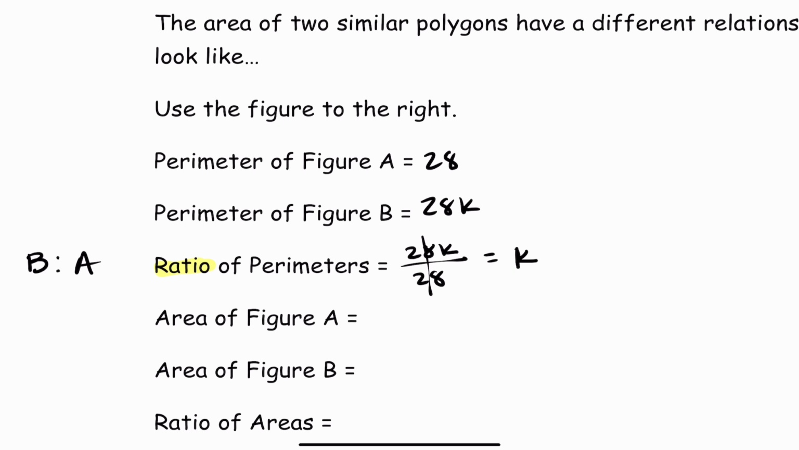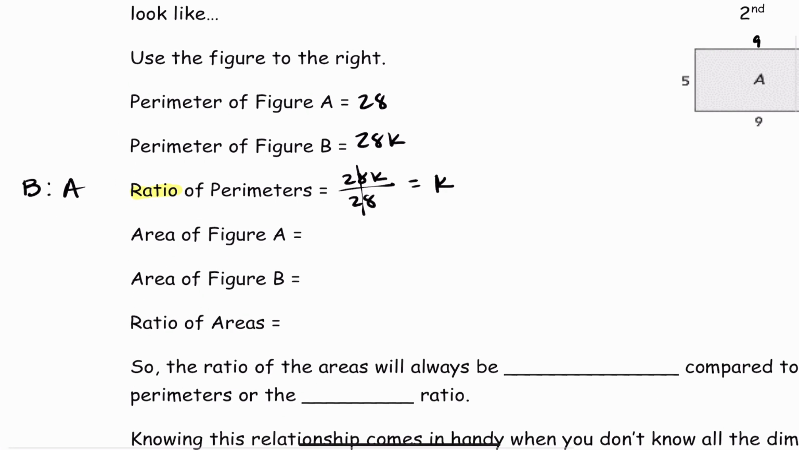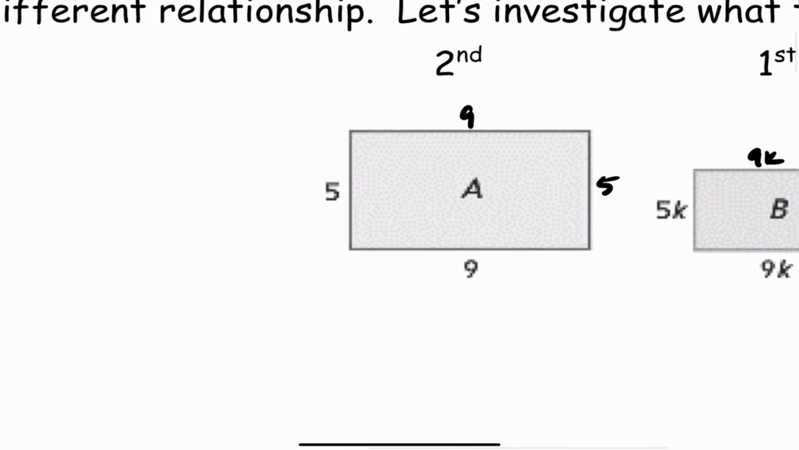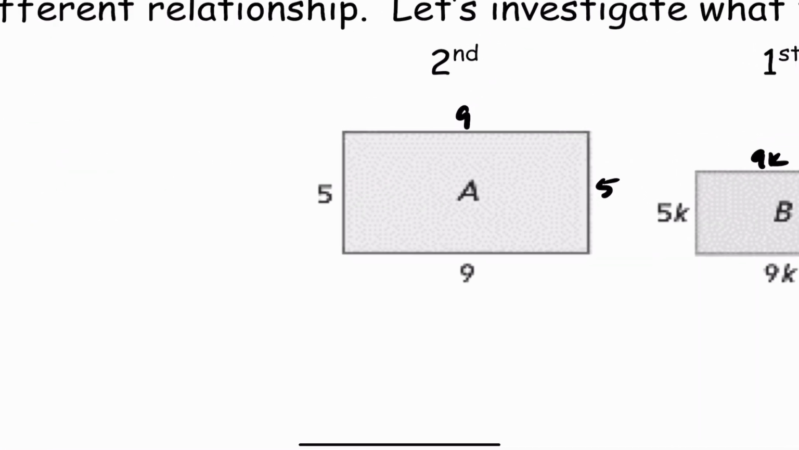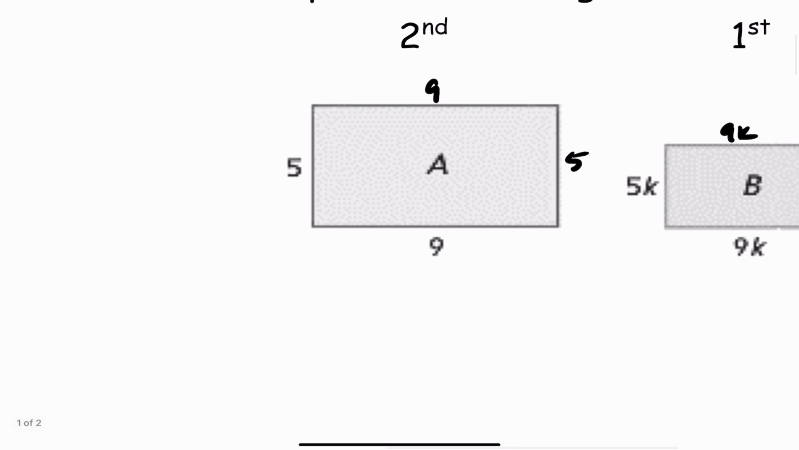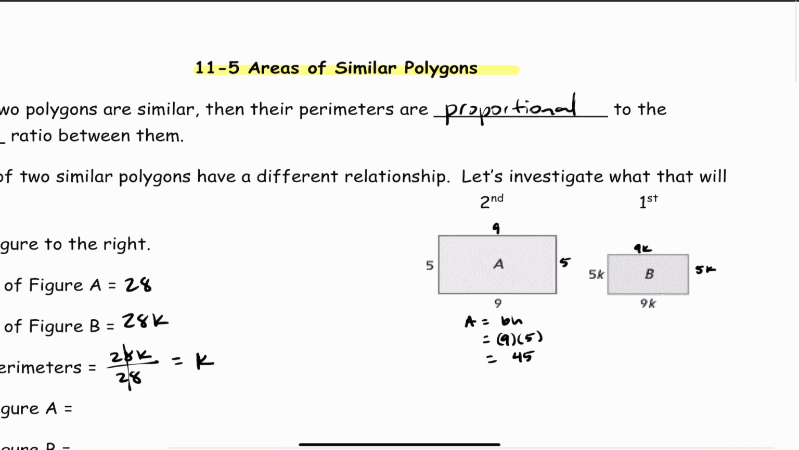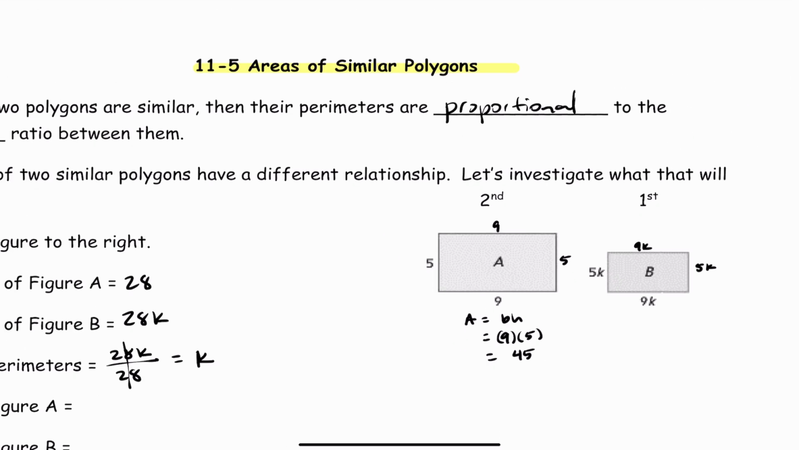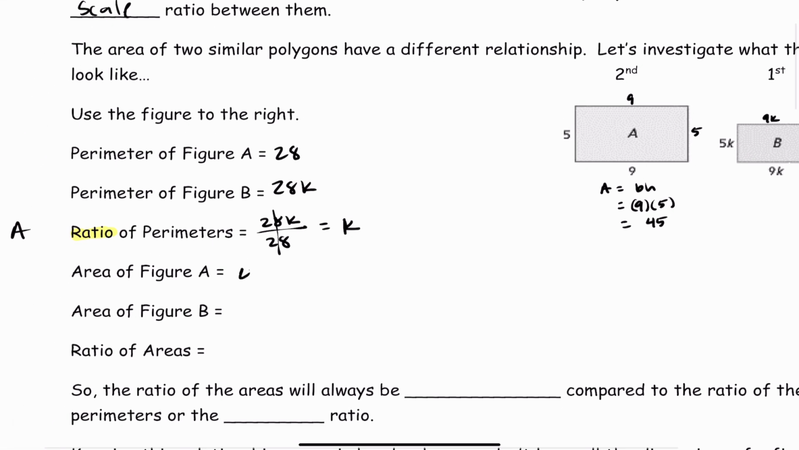All right? The next thing we're going to do is figure out the area of figure A. This is a rectangle. What's the formula for the area of a rectangle? Good. So we're going to write A equals BH. What's the base? 9. What's the height? 5. So I have 9 times 5, and that is 45. So the area of figure A is 45.